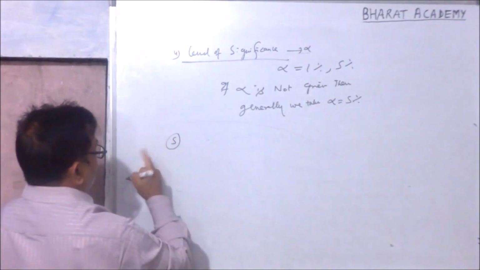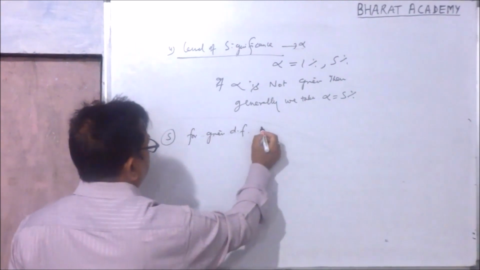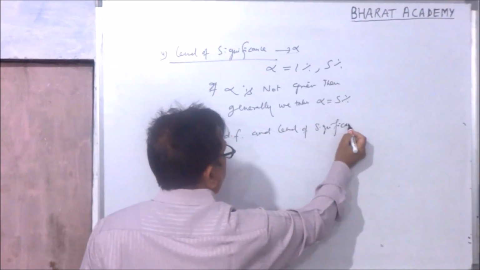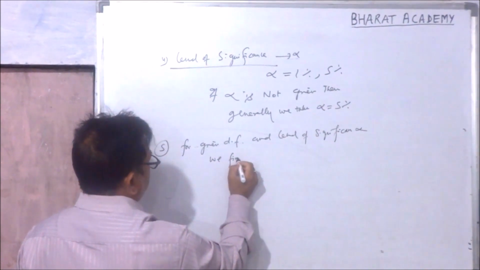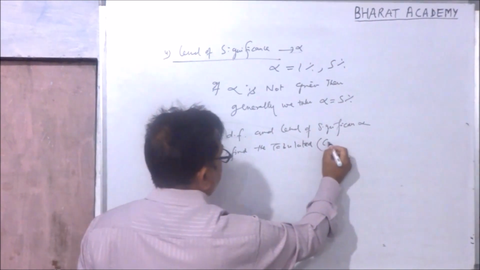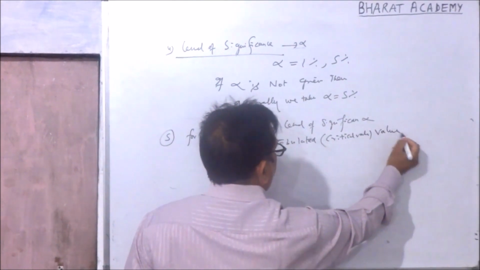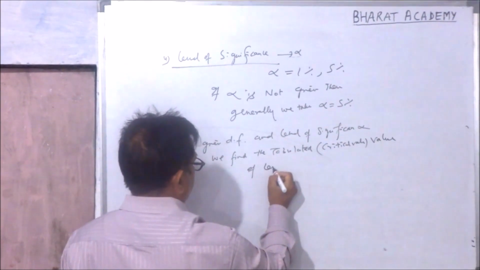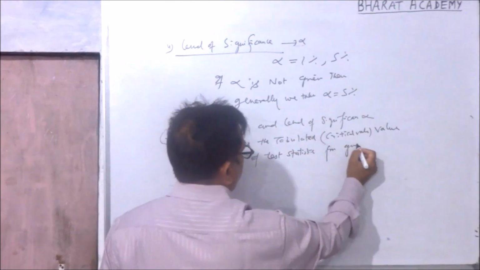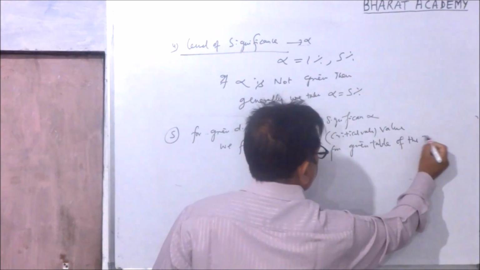The fifth step: for given degree of freedom and level of significance alpha, we find the tabulated value of the test, or you can call it the critical value, the tabulated value of the test statistic from the given table of that test.